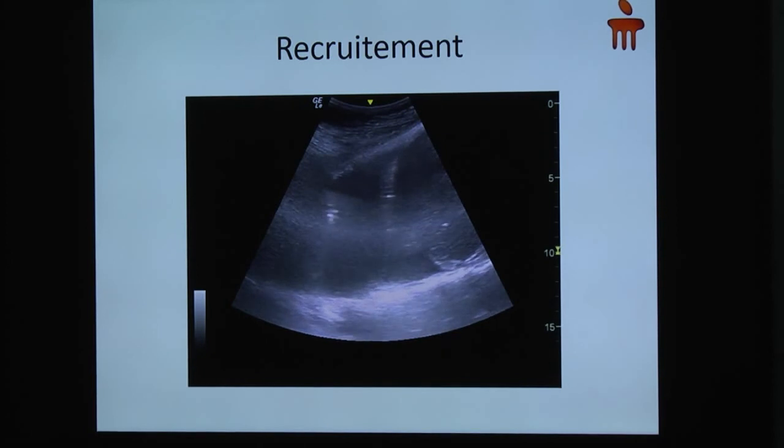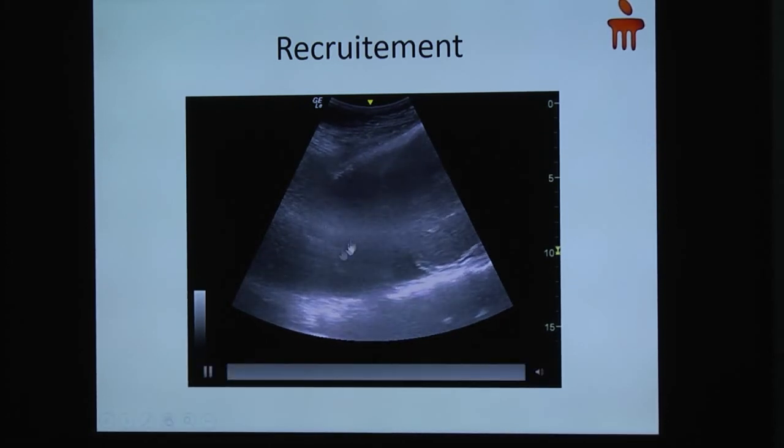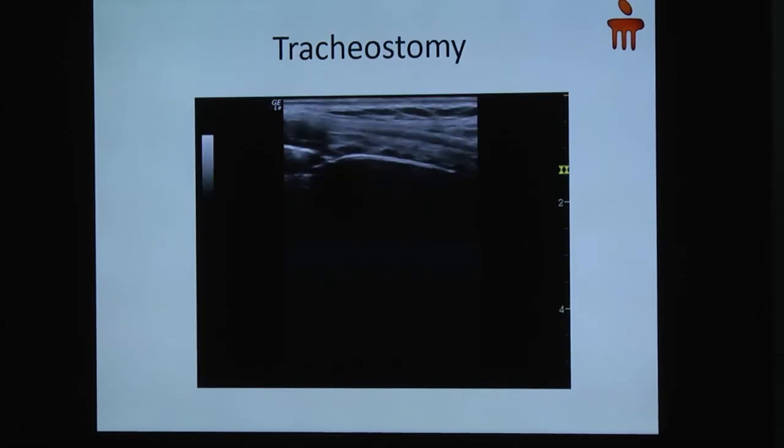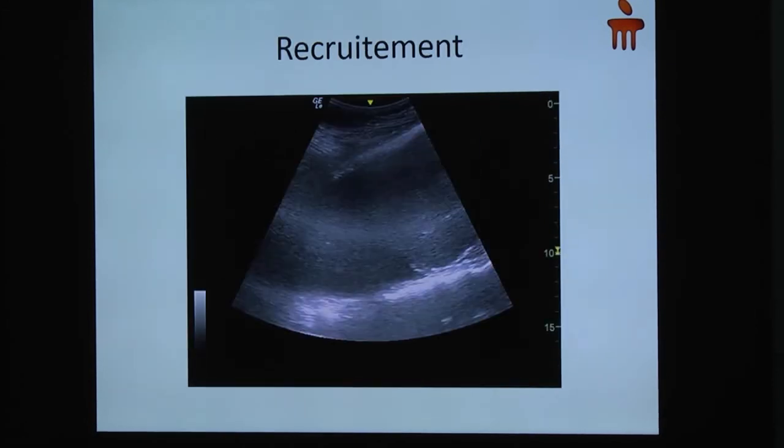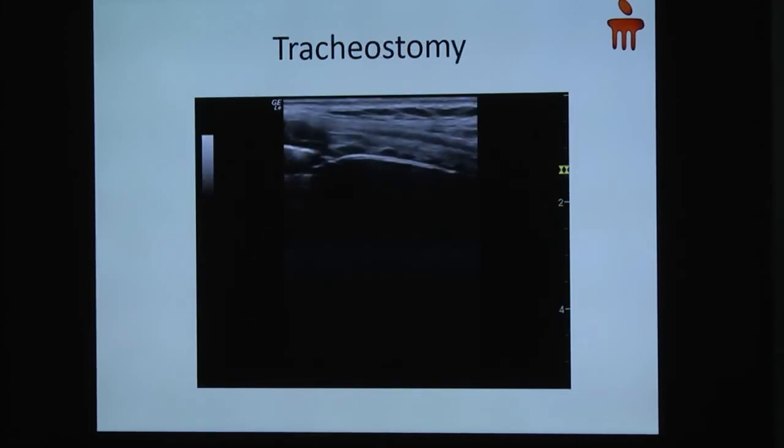It can also, as I said, be used for recruitment. Here you can see some hypoechoic structure with these white punctiform signs. When the patient has more and more lung recruited, those signs will clear and you will see what is called a curtain sign. So that's how we can use it.